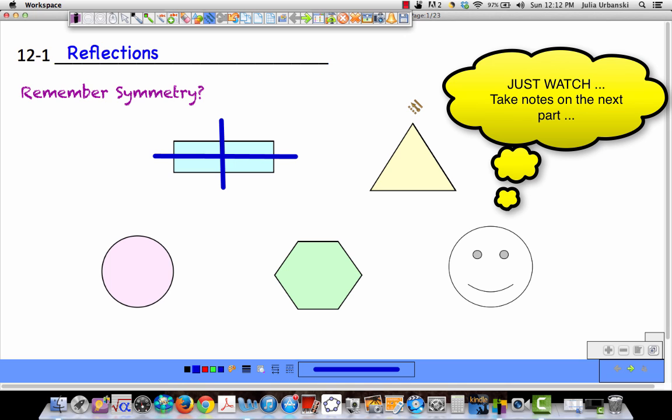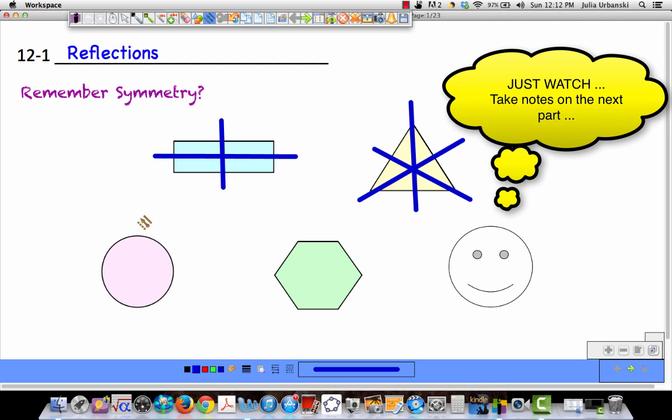For a triangle, you could draw a line right down the middle, and this side matches this side. But that's not the only one. This is an equilateral triangle, meaning all sides are equal, so you could draw up the middle this way, and these two sides would match, etc. And there's a third line you could draw going this way, cutting in half.